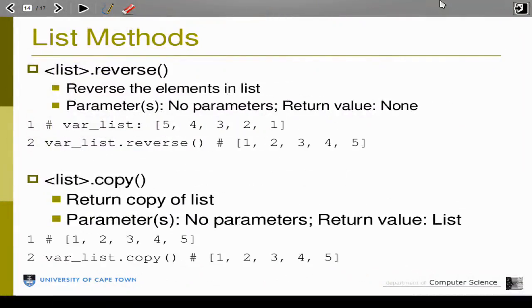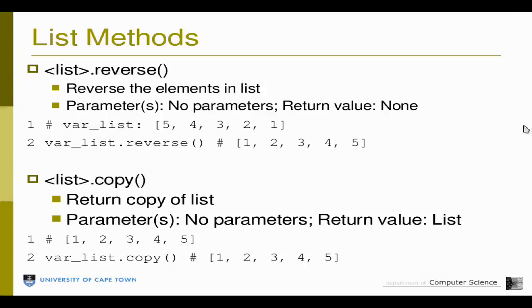We are almost there, and these are mostly easy things. What reverse does is as the name suggests. You have your list as 5, 4, 3, 2, and 1. If you invoke reverse, it returns the reverse version of the list.